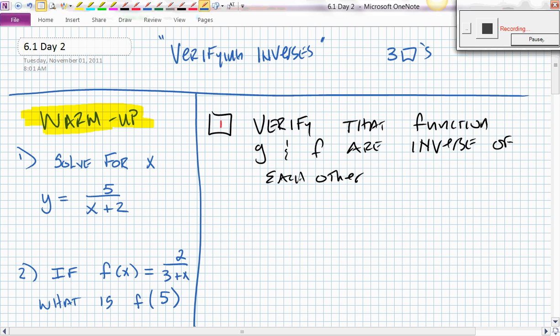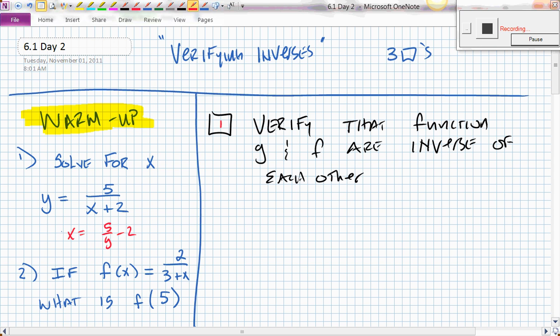Alright, Taylor, what'd you get for the first one? X equals y over 5 minus 2. Let me write that down in a different color so I can see it. X equals y over 5 minus 2? I think it's the other way around. Isn't it 5 over y minus 2? Yeah. Okay, you should have got x equals 5 over y minus 2. Is that what you guys got?